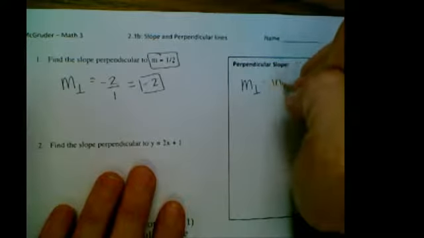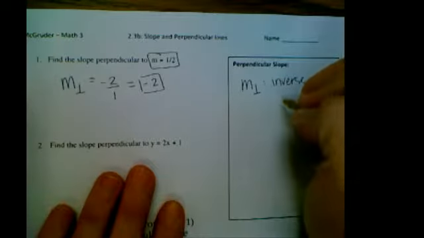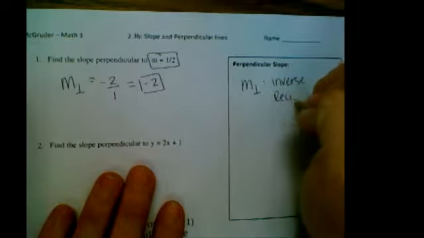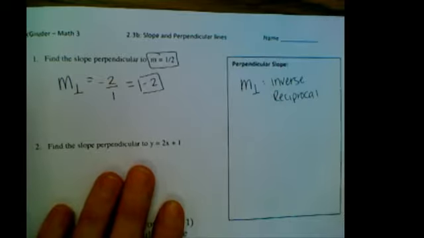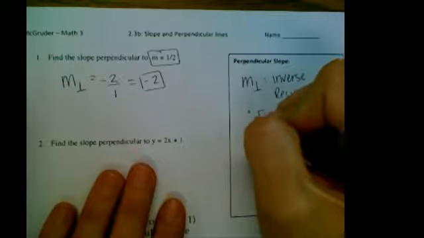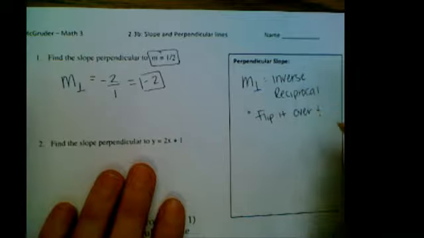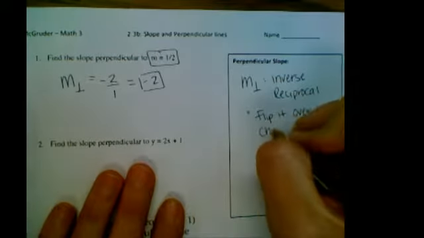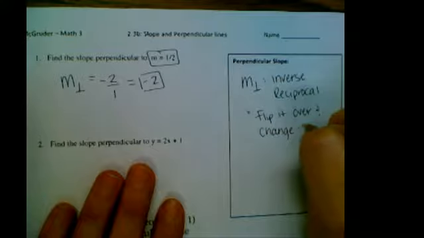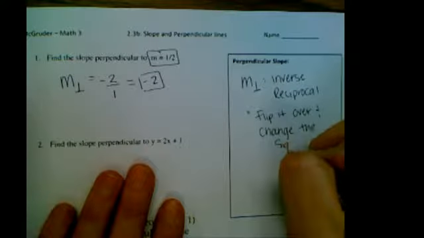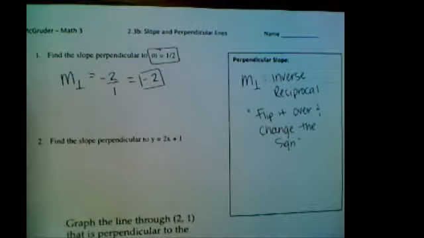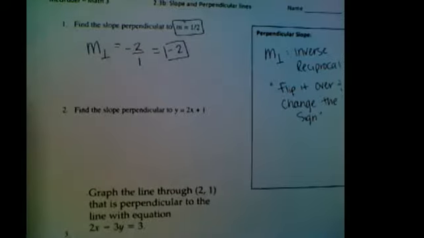So perpendicular slope means the inverse reciprocal, which is just a fancy way to say flip it over and change the sign. Okay, so let's move on to example 2.